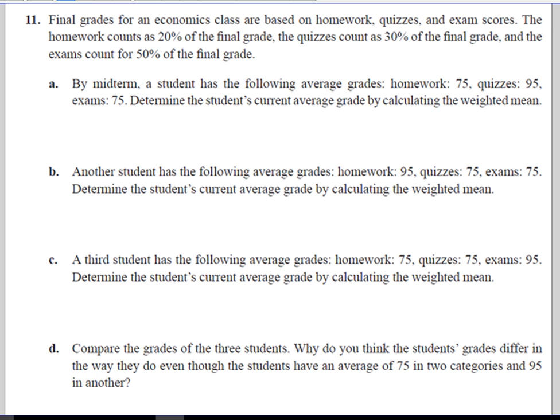The final grades for an economics class are based on homework, quizzes, and exam scores. The homework counts as 20% of the final grade, quizzes 30%, and the exams count for 50%. By midterm, a student has the following averages: 75% on the homework, 95% on the quizzes, and 75% on the exams. And it's asking us to calculate the weighted mean. So remember, we have to multiply the percent times the number and then add those answers up.